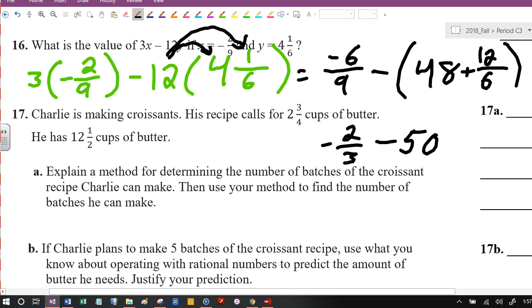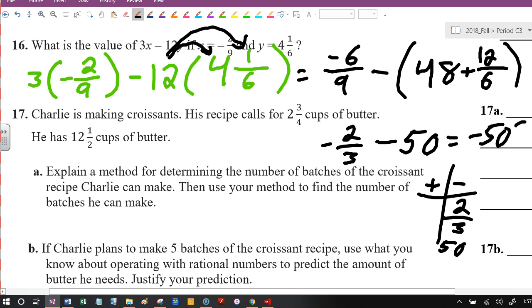All right, now we think about our good guys and bad guys because we're adding and subtracting now. So negative 2/3 of a point scored in the game and negative 50 points scored in the game. So, I'm sorry, bad guys scored 2/3, bad guys scored 50. How much did they score total? Negative 50 and 2/3.